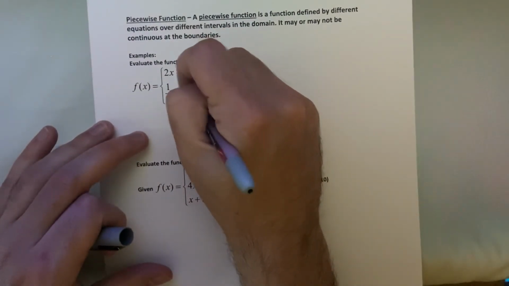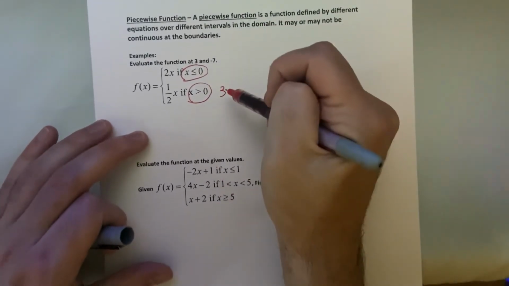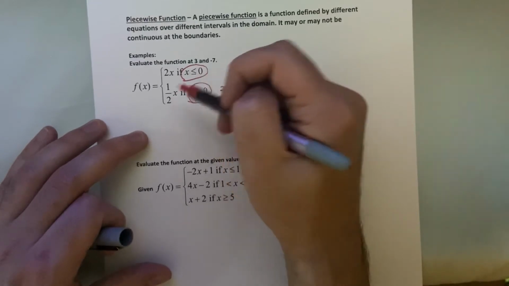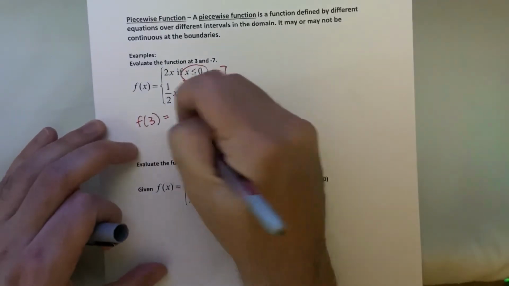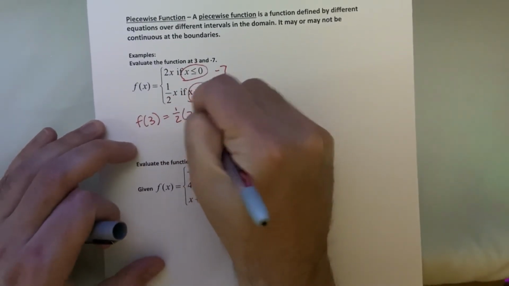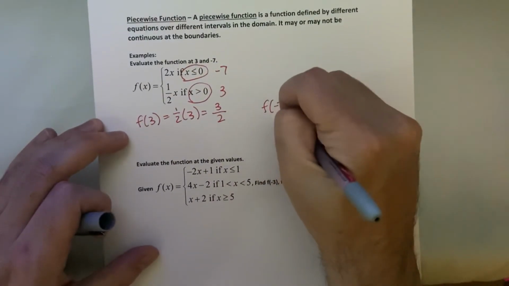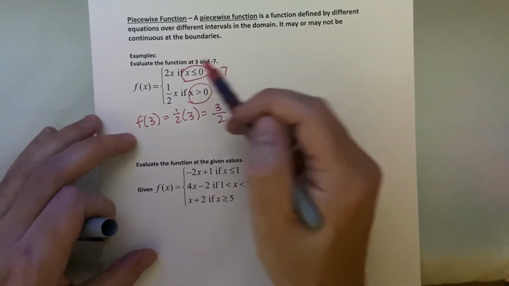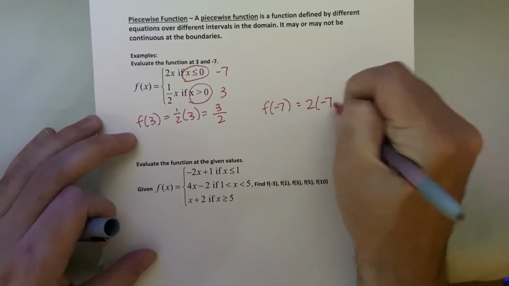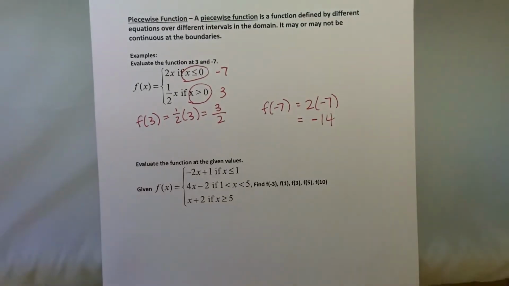You ask yourself, is 3 less than or equal to 0, or is 3 greater than 0? 3 is greater than 0, so I'm going to use this function here before the if, and negative 7 is less than 0. So f of 3, I use the second function, which is 1/2 times 3, which is 3/2. For negative 7, though, I don't use that function because it's less than or equal to 0. I use the upper function, which goes with numbers less than or equal to 0, and it's 2 times x. x in this case is negative 7, so it's negative 14. So the trick is to make sure you're in the right places when you're evaluating.